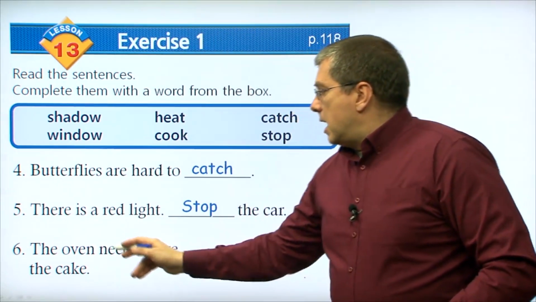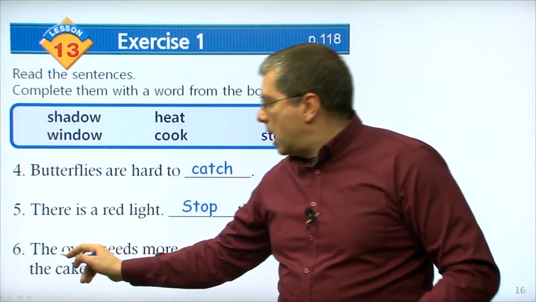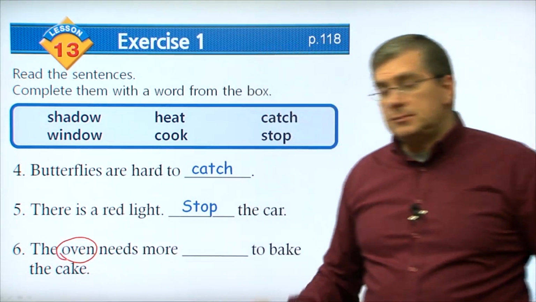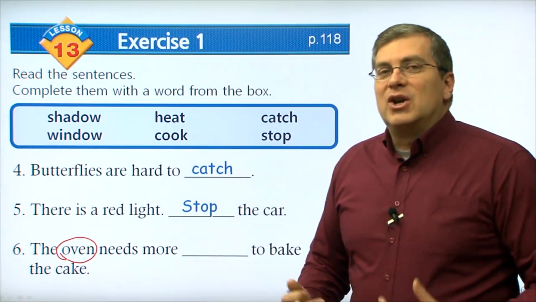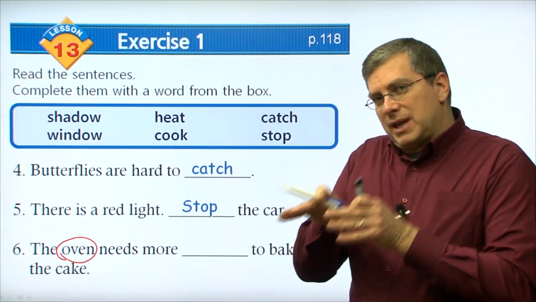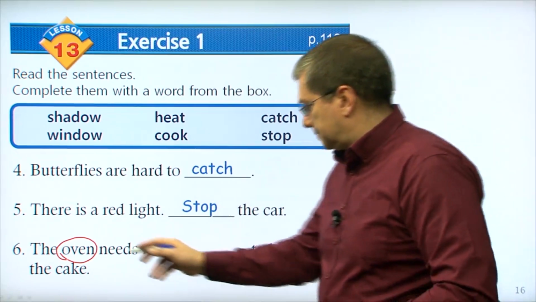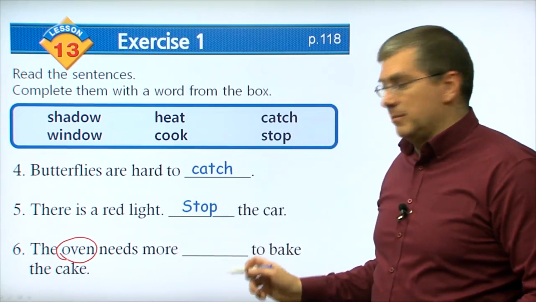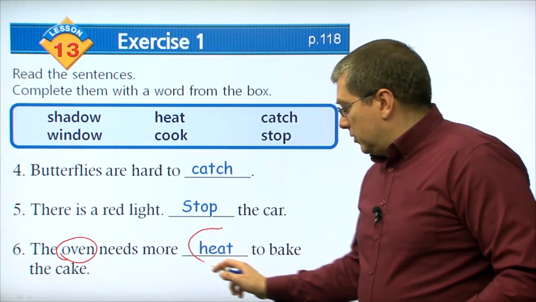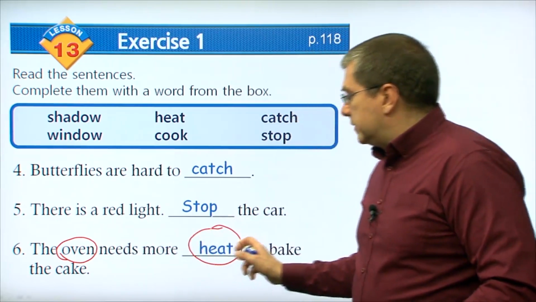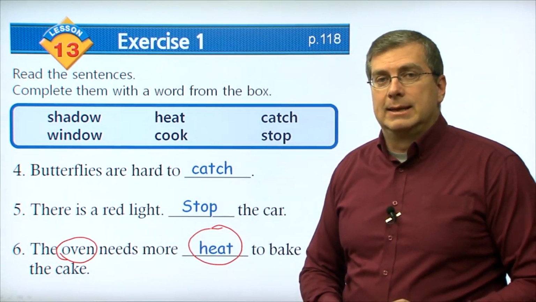Six, the oven needs more heat to bake the cake. Oven. What is an oven? An oven uses energy to cook food, right? An oven is a place where you put food and it makes your food hot, right? So, the oven needs more what to bake the cake? Of course, the oven needs more heat. This is the type of energy that an oven uses to make food. In this case, to bake a cake.